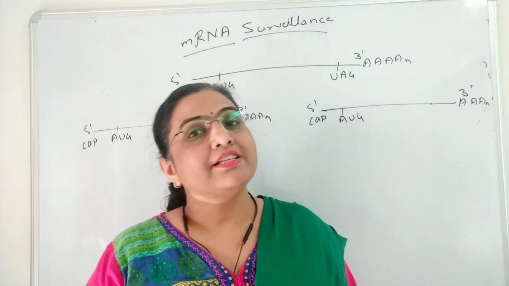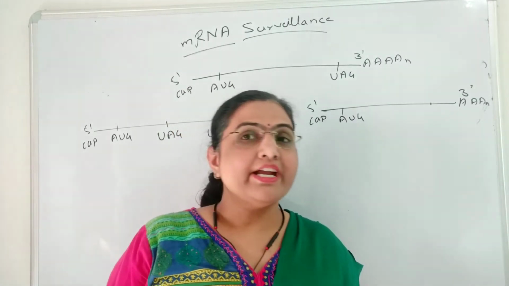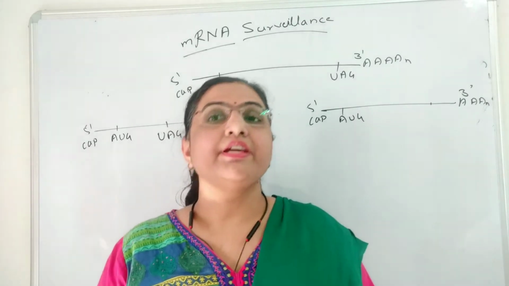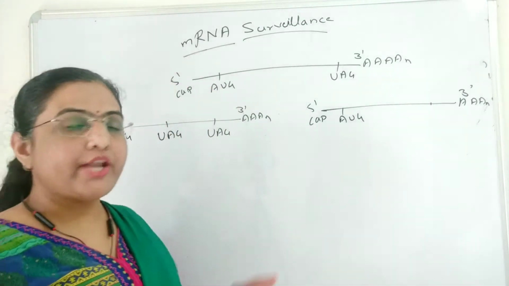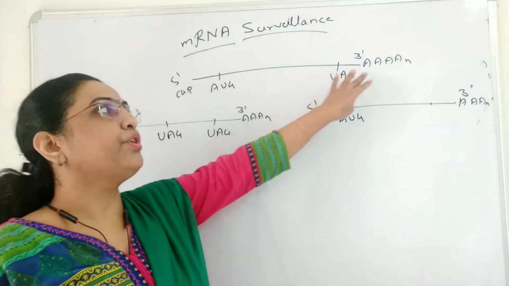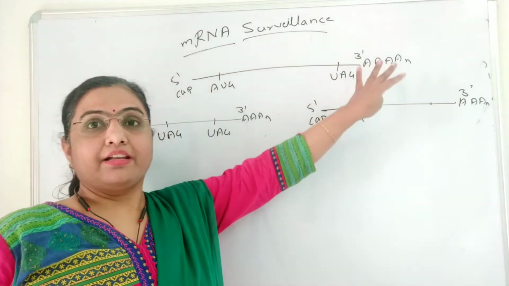mRNA surveillance is a topic from eukaryotic gene expression. In the mRNA surveillance mechanism, it is identified whether the synthesized mRNA has the complete structure of a eukaryotic mRNA. That is, it has a 5' cap, a start codon, a stop codon, and a poly A tail.